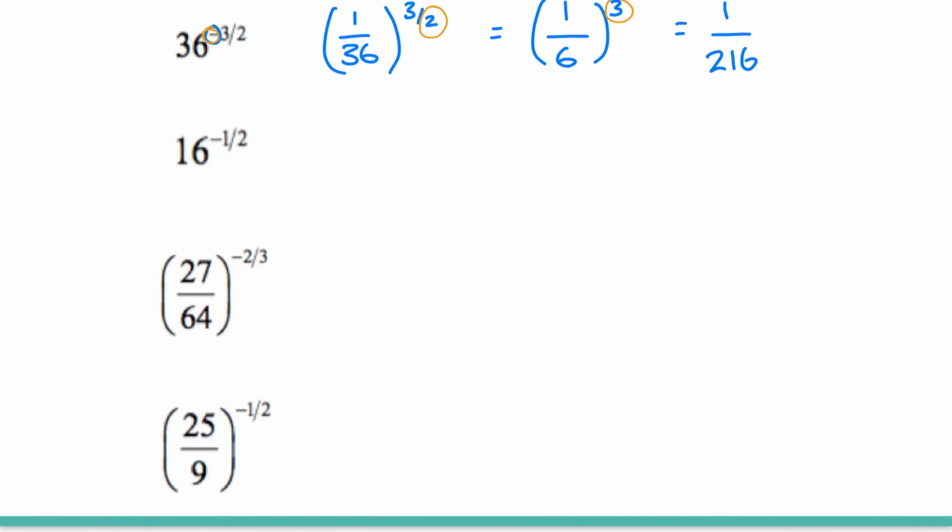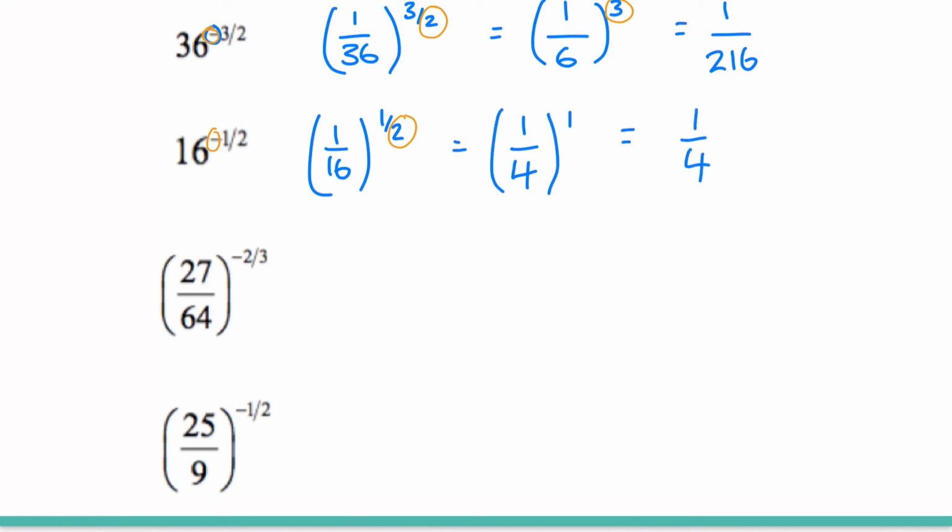The next one is 16 to the minus 1/2. So I'm going to use the negative first to flip it upside down. So I've got 1 over 16. But I've still got the power of 1/2. Then I can use my denominator to square root it. So that's going to give me 1 over 4. I've square rooted both numbers. And that's still to the power of 1, but we know that that's just 1/4. Okay, so there's just some questions to have a think about that are a little bit harder.